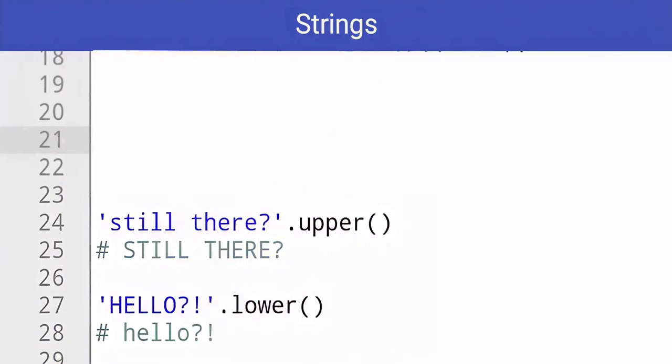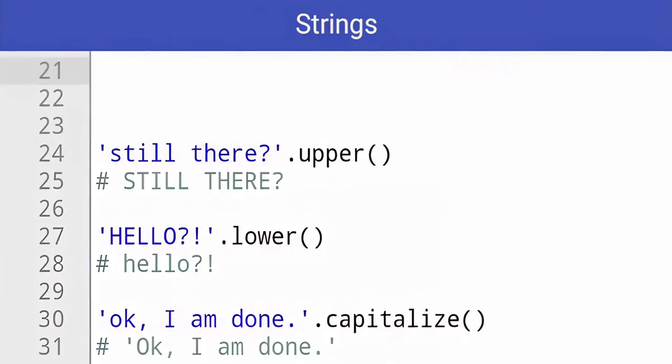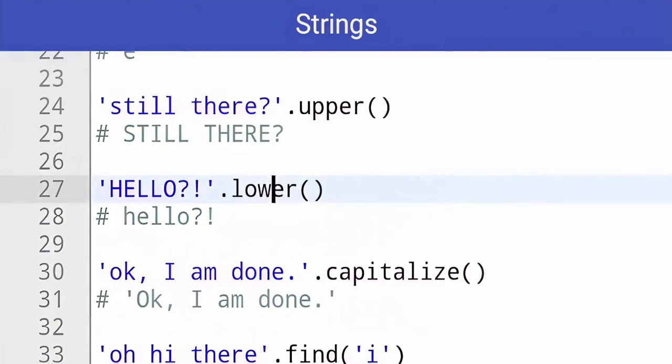For the upper method, we are going to convert all the characters into uppercase. The opposite of this is the lower method, which will convert all the uppercase letters to lowercase. And capitalize here will change the very first character of the string into an uppercase.